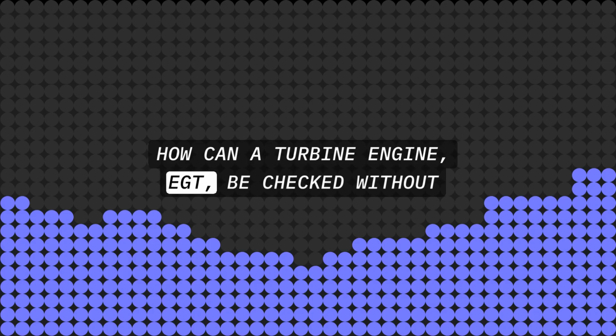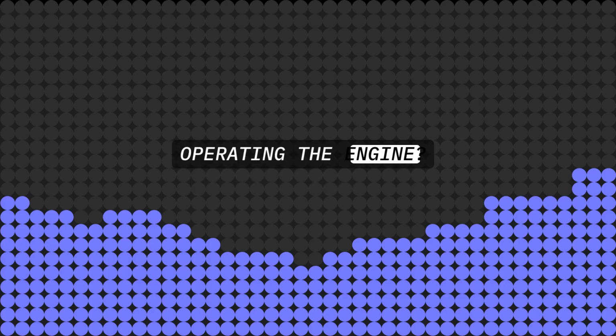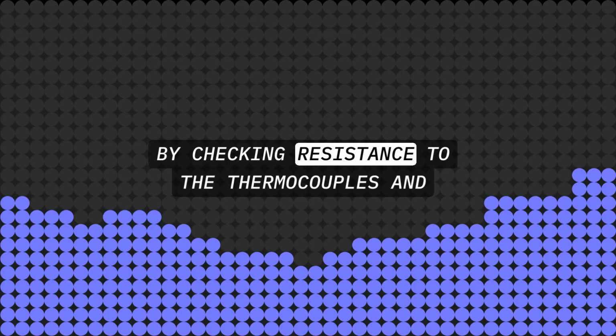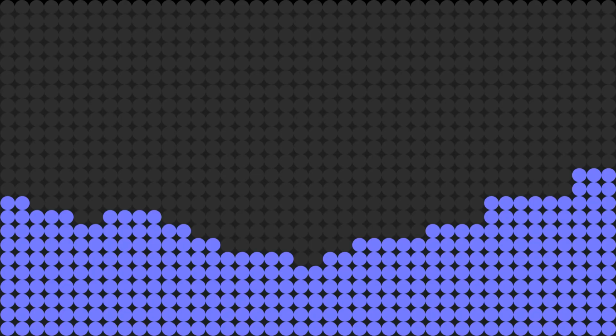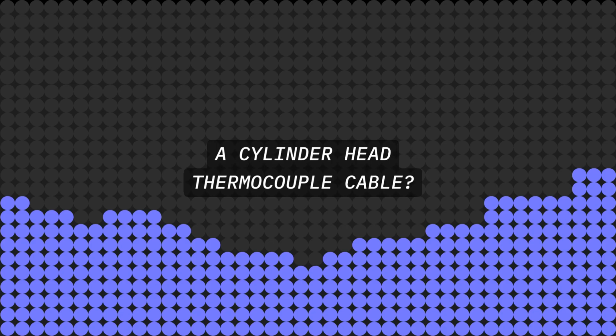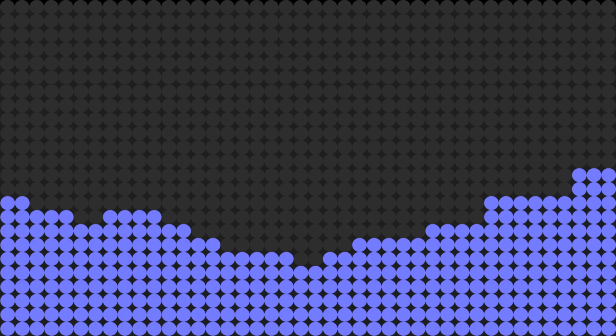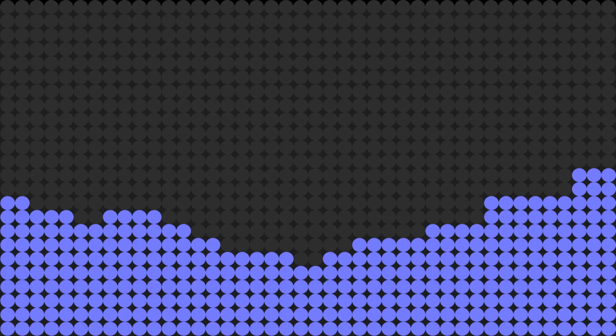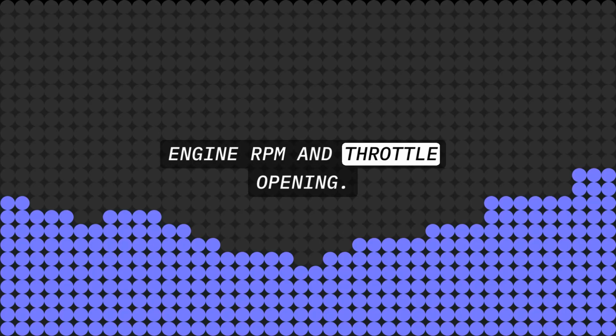How can a turbine engine EGT be checked without operating the engine? By checking resistance to the thermocouples and circuits. What is the typical acceptable resistance of a cylinder head thermocouple cable? 2 to 8 ohms. What directly controls manifold pressure? Engine RPM and throttle opening.